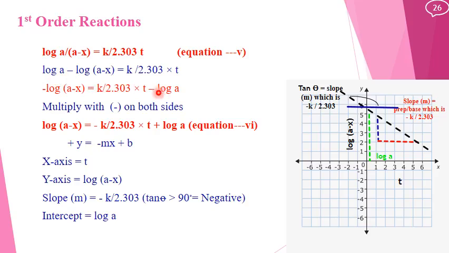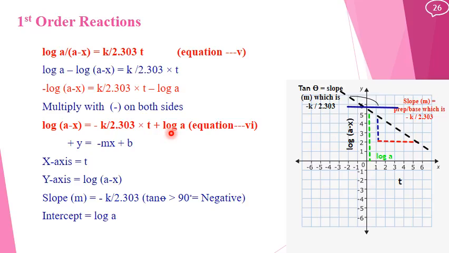So by rearranging this equation and replacing the position of the left hand side log of a toward the right hand side of this equation, we may write like this: minus log of a minus x is equal to k over 2.303 multiplied by t and negative log of a. So this equation may be multiplied with a negative sign, and we will have another form of this equation, like that of log of a minus x is equal to minus k over 2.303 into t plus log of a.